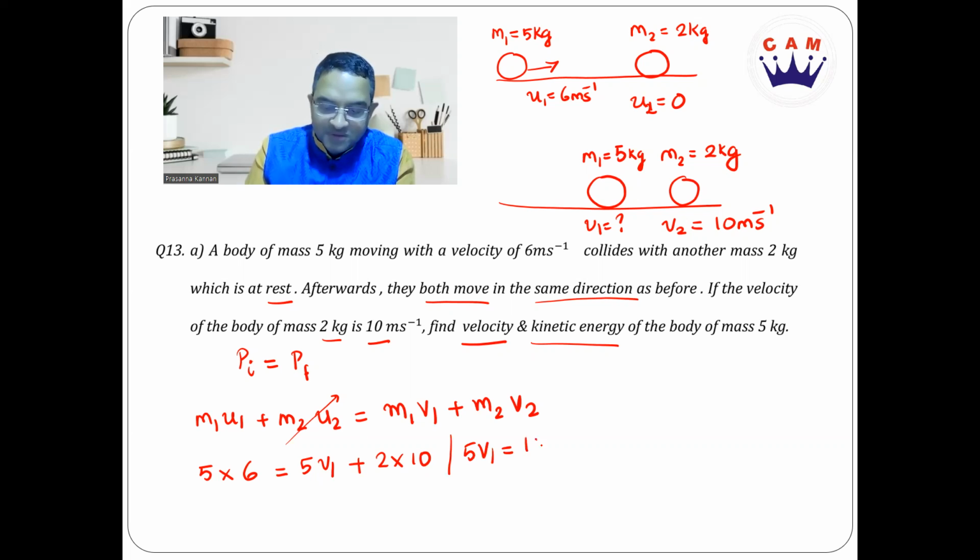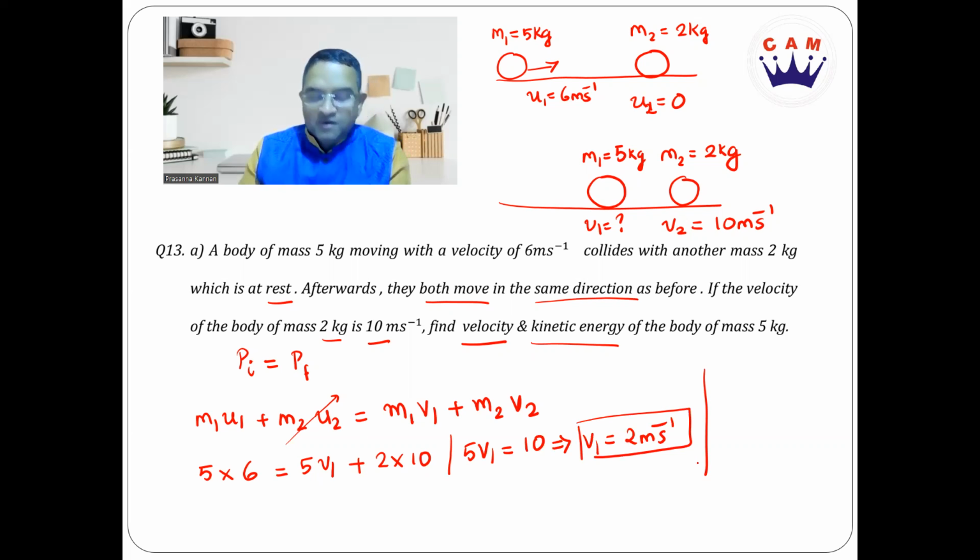30 minus 20, which is 10. So which implies V1 is equal to 2 meter per second. So that's the first part of the answer. Second part of the answer is finding out the kinetic energy. So here the mark allotment will be: for getting the law of conservation of momentum, 1 mark; getting the velocity, 1 mark; and your kinetic energy, 1 mark.